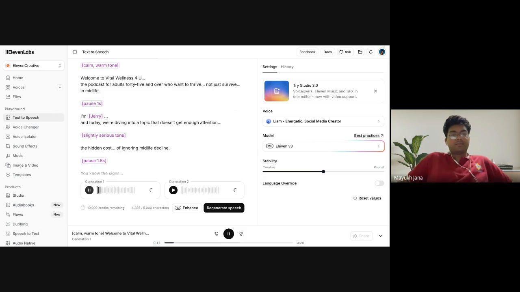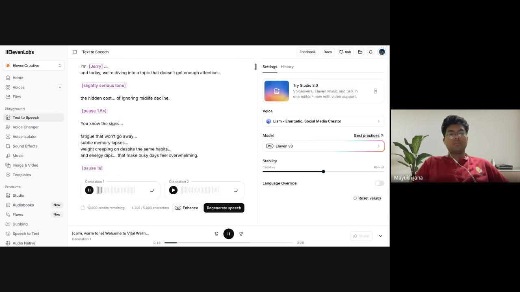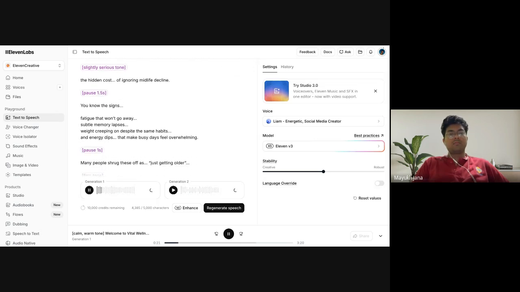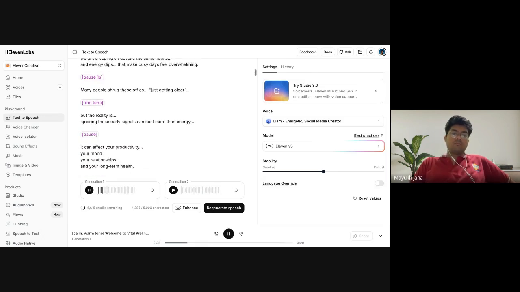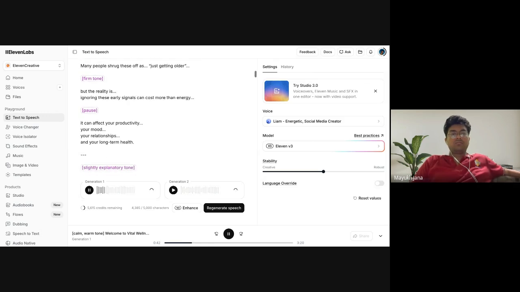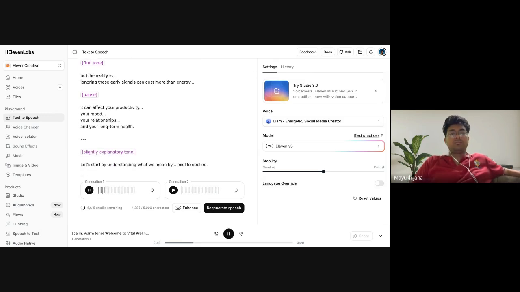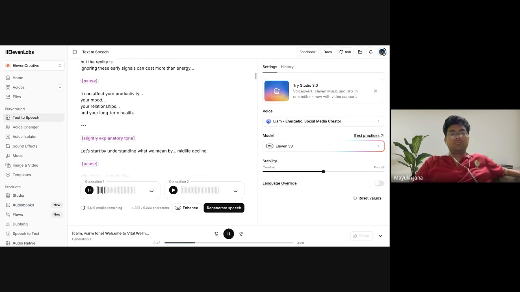Get enough attention. The hidden cost of ignoring midlife decline. You know the signs. Fatigue that won't go away, subtle memory lapses, weight creeping on despite the same habits, and energy dips that make busy days feel overwhelming. Many people shrug these off as just getting older, but the reality is, ignoring these early signals can cost more than energy. It can affect your productivity, your mood, your relationships, and your long-term health.